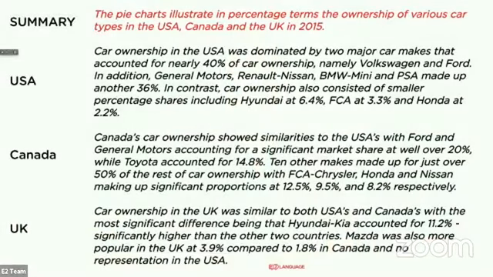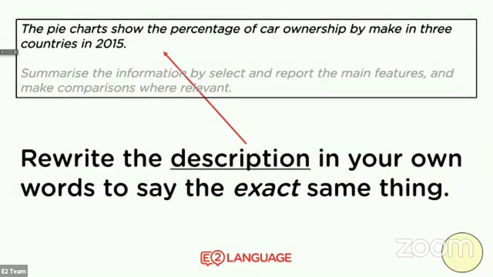Let me read you mine. The pie charts illustrate in percentage terms the ownership of various car types in the USA, Canada, and the UK in 2015. Now let's read this one again. The pie charts show the percentage of car ownership by make in 3 countries in 2015. I'm going to give you a couple of minutes to write your fantastic summary sentence starting now.